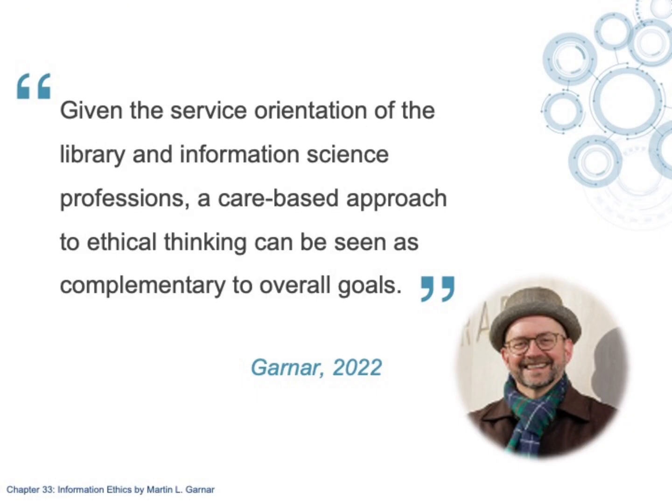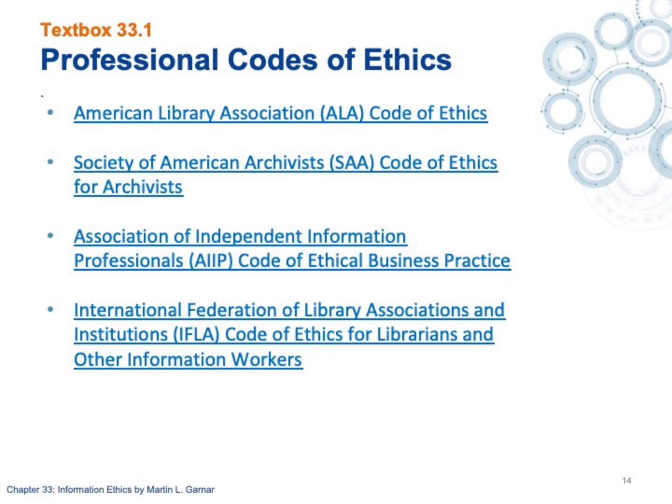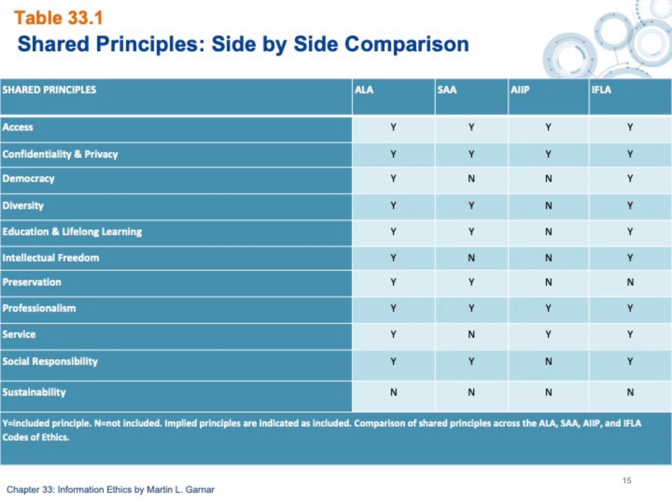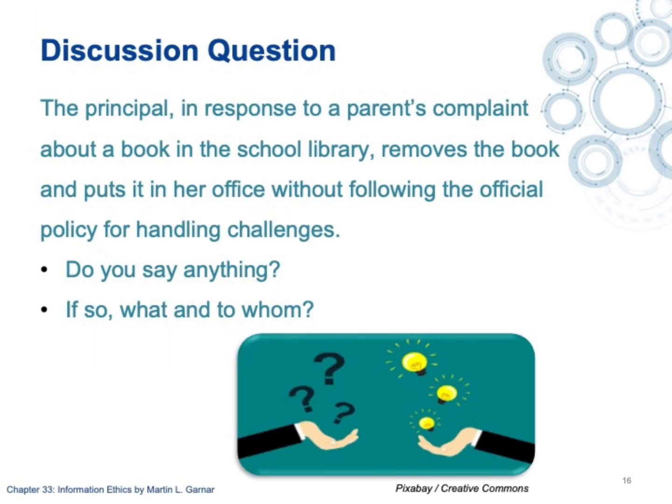Garnar, 2022. Highly useful professional codes of ethics from the ALA, SAA, AIIP, and IFLA should be studied by information professionals. Be sure to view the online supplement for further ethical resources. This table compares the shared principles in the four codes. It notes that ALA's code mentions equitable access, but SAA allows access restriction due to donor agreements. The codes are changed in response to new issues and trends. The question asks what action you would take if a principal removes a book from a school library in response to a parent's complaint without following official policy.